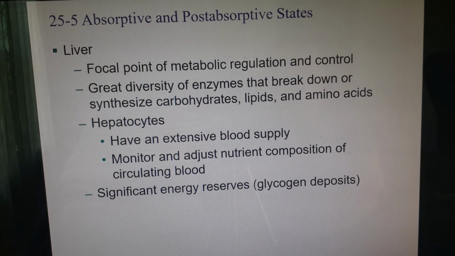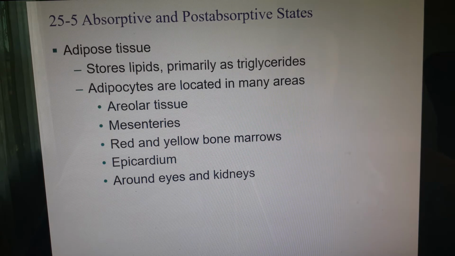So your liver, as you learned from the digestive chapter, is so busy. It has so much to do. It has its own blood portal supply that brings in all the nutrients from the digestive system. It's going to be responsible for dealing with all of those nutrients and parceling them out to the tissues and areas of the body that need it, and then keeping the energy reserves as glycogen deposits.